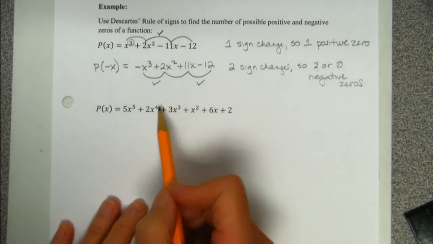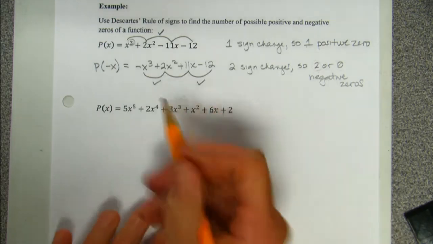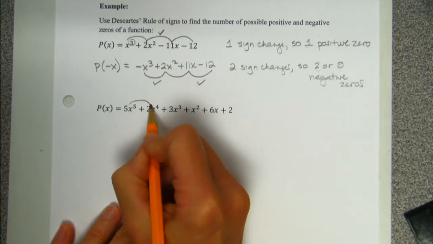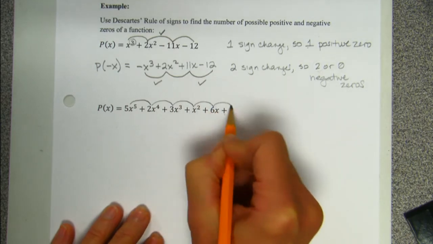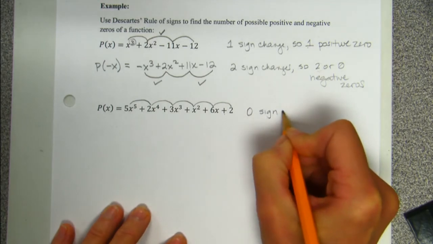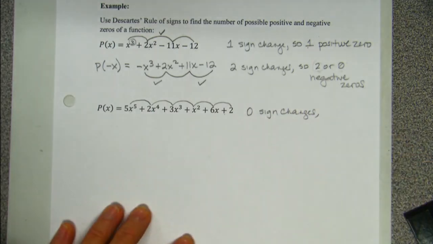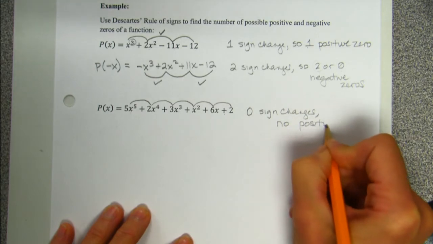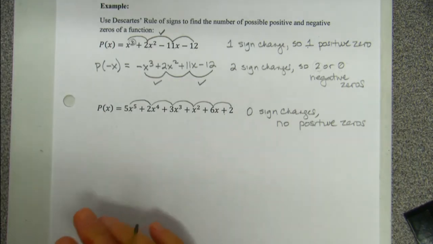All right, the first thing you do, we're looking for the signs of our possible zeros. We count sign changes. Positive to positive. That is not a sign change. Positive to positive. Nope. Again, nope. There are no sign changes. 0 sign changes. So you know what that tells me? There are no positive zeros. None of them are positive.